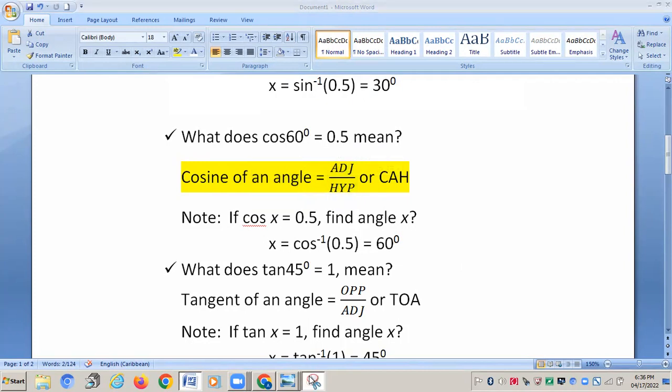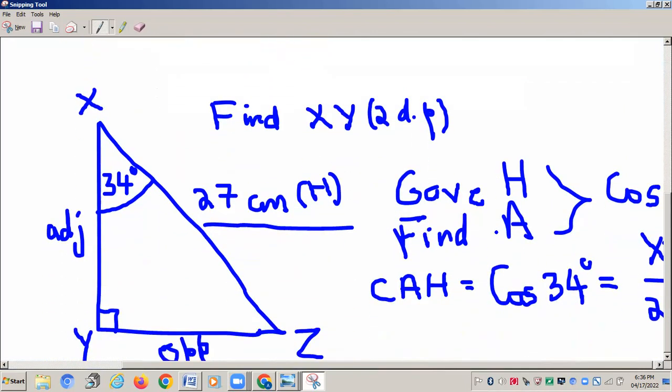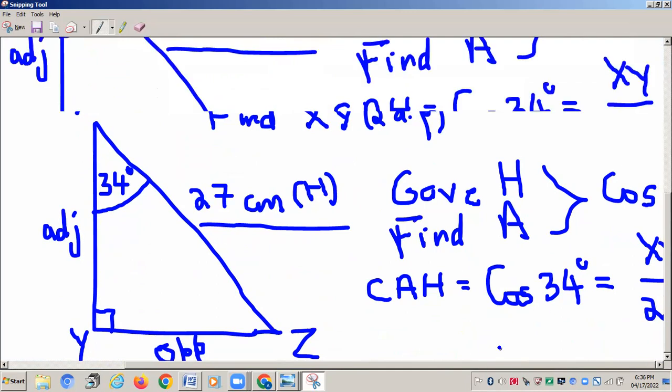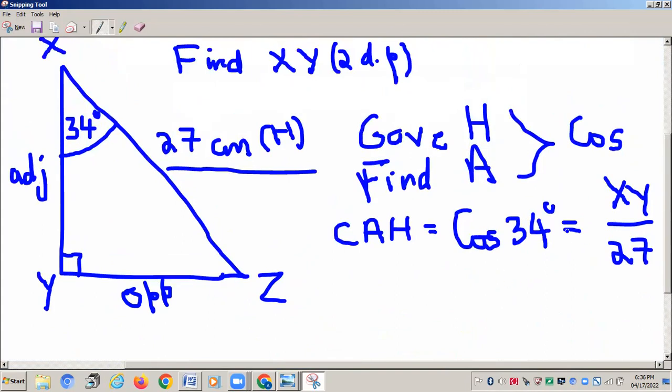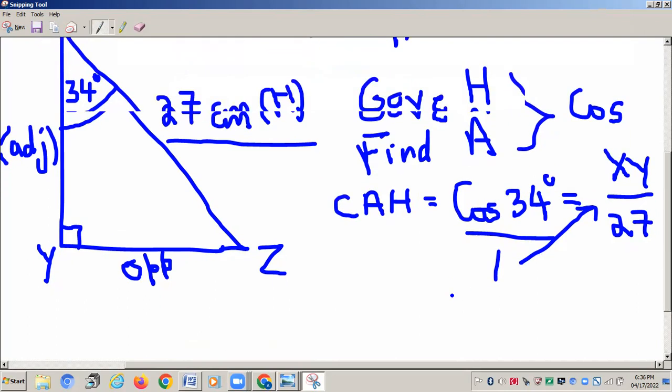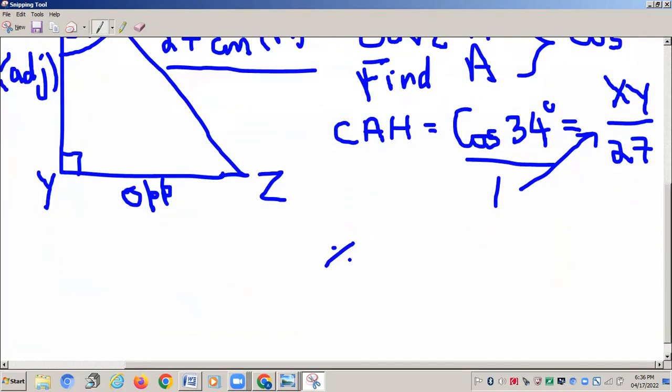So it is cos 34. Cos 34 is adjacent over hypotenuse. The adjacent we don't know, divided by the hypotenuse. So then we just cross multiply. 1 times x is x, and 27 times cos 34 is just 27 cos 34.